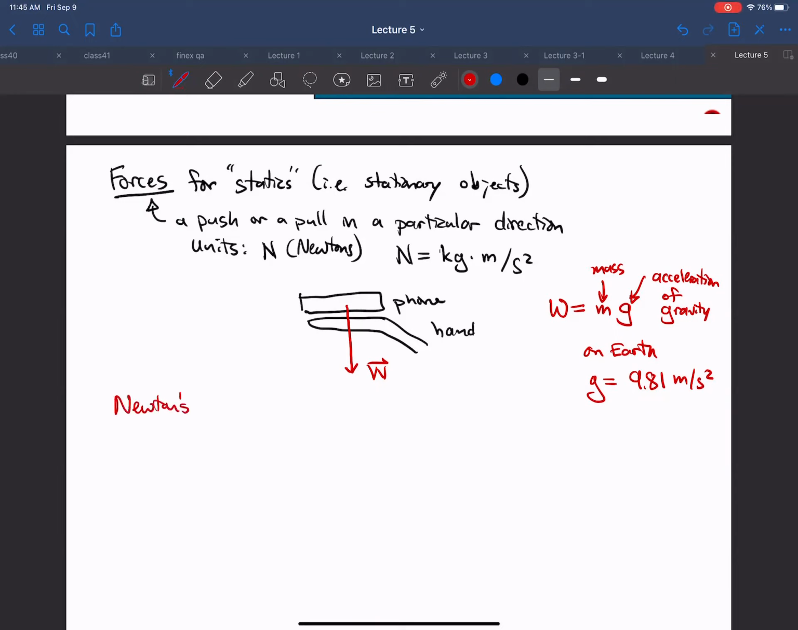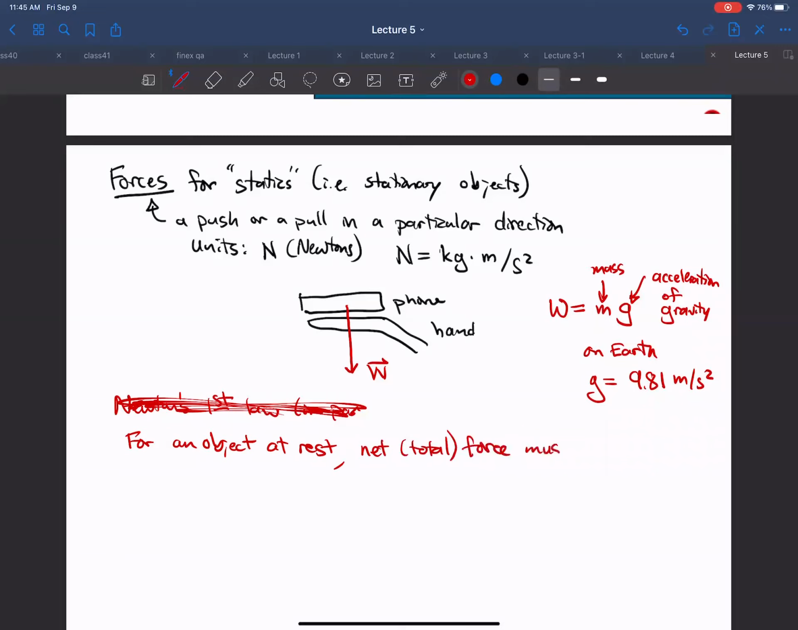So Newton's first law, in part... No, let's not even go into that. Let's just say that for an object at rest, the net force must be 0. And hopefully that makes sense. The net, meaning the total force, must be 0. So there must be some upward acting force counteracting the force of gravity.